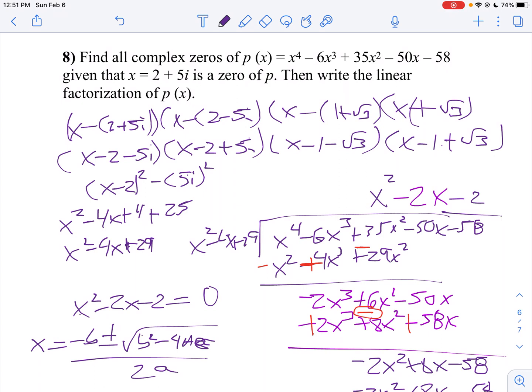So I'm going to write p of x out here, and I'll highlight that to show that's where my answer is. It's kind of a long problem, isn't it?